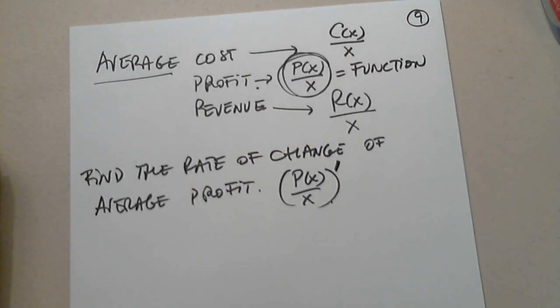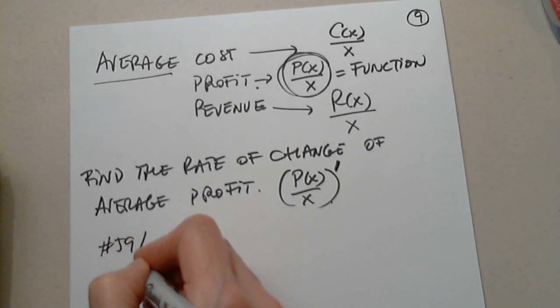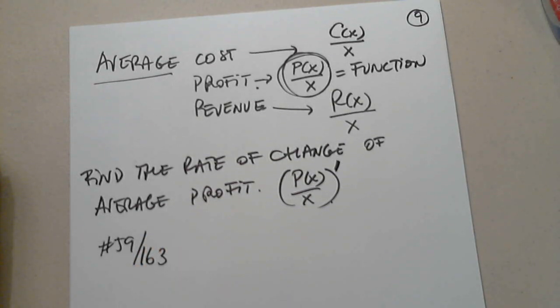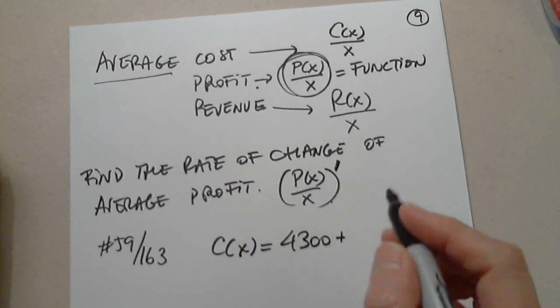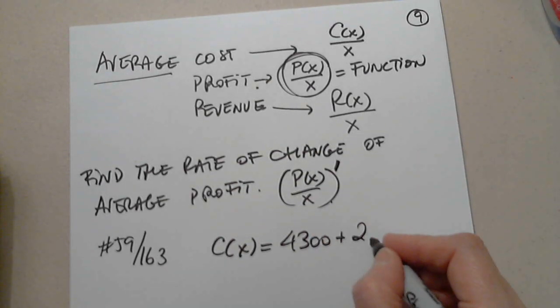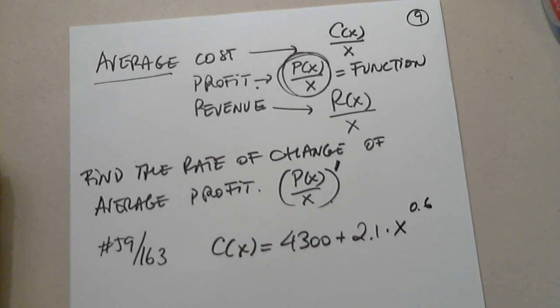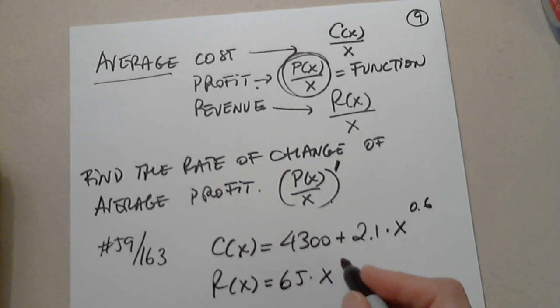So now I can copy the question. I'm going back there. Okay, where was it? So this is 59 on 163. So we are given the total cost, 4,300 plus 2.1 times x^2.6. They're also given us the revenue. The total revenue is 65 times x^2.9. And they want us to find, when x equals 50 units, the rate at which the average profit is changing.